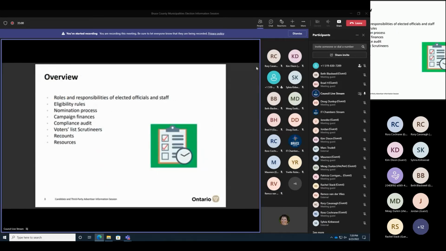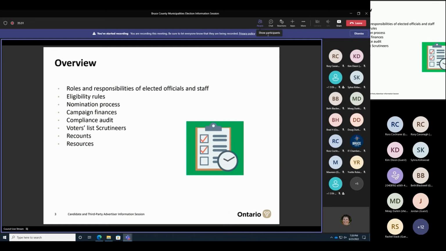This slide outlines some of the topics that we want to cover during this session. The roles of elected members of council, head of council, and municipal staff, as well as the role of the school board trustee. The nomination process and how a candidate withdraws a nomination. Also, what happens if a candidate files a nomination and then changes his or her mind about which office they wish to run for.